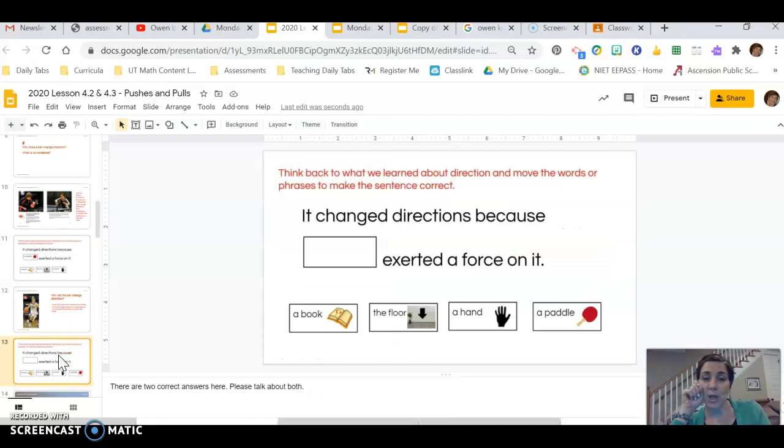Okay. So now it is the ball. It changed directions because blank exerted a force on it. Did a book exert a force? No. Did the floor exert a force?